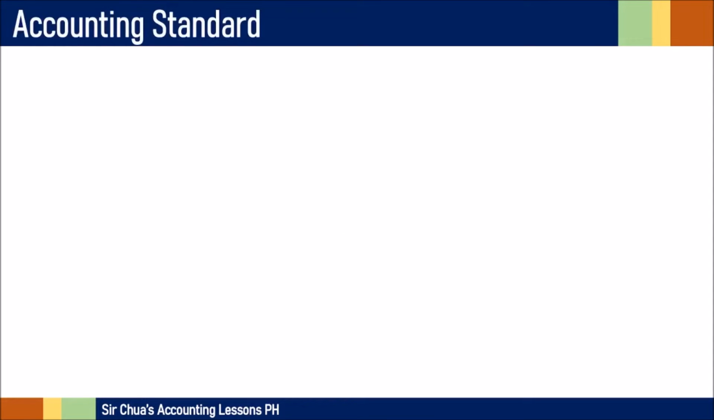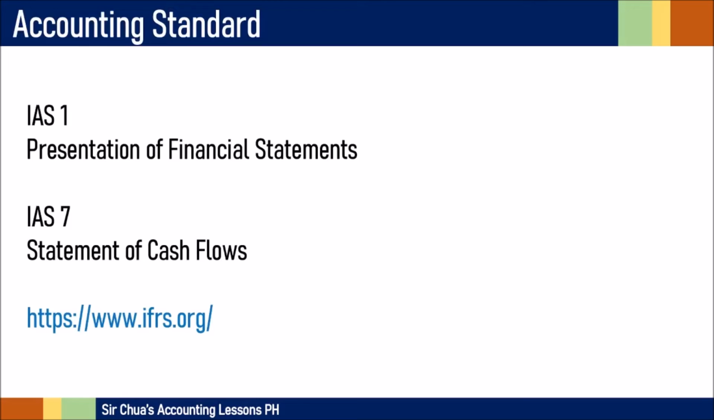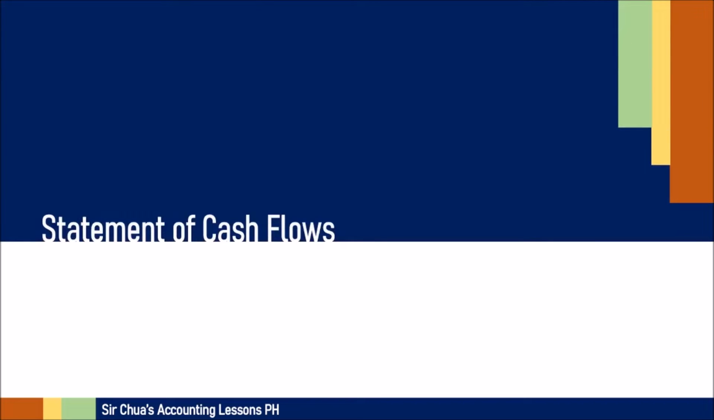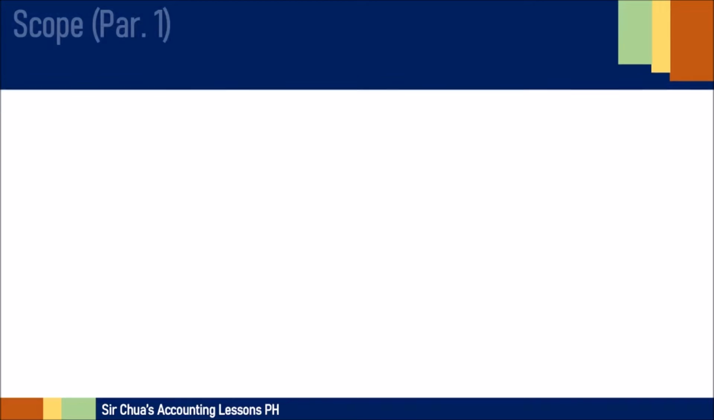And the accounting standards that we will be using for today's discussion are IAS 1, Presentation of Financial Statements, and IAS 7, Statement of Cash Flows. Both of them can be accessed at www.ifrs.org. Let's start with the Statement of Cash Flows.